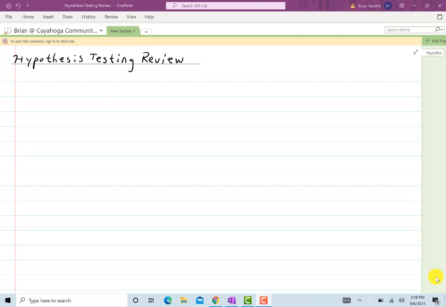I would like to spend a couple of lectures talking about hypothesis testing and just do a review of it to kind of get our feet settled again. So anyways, remember that the setup looks something like this.